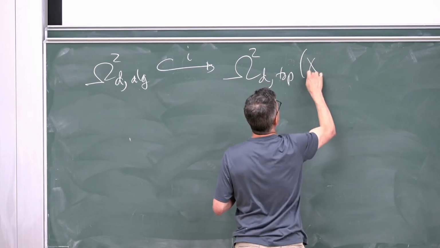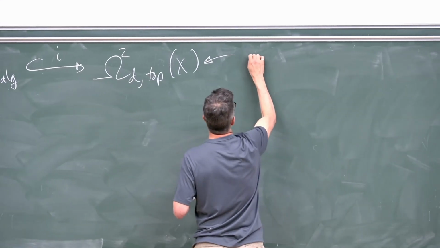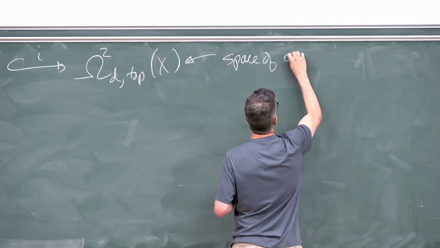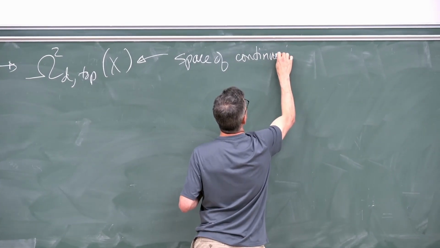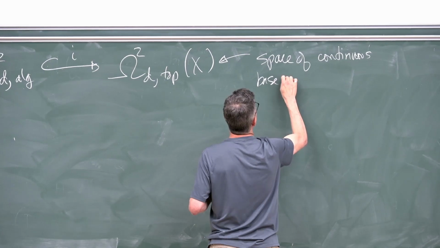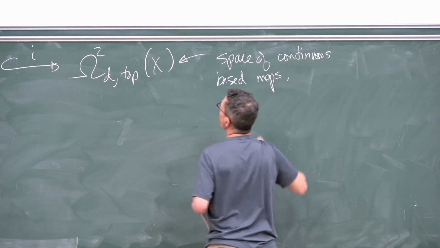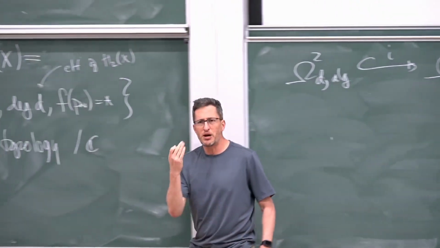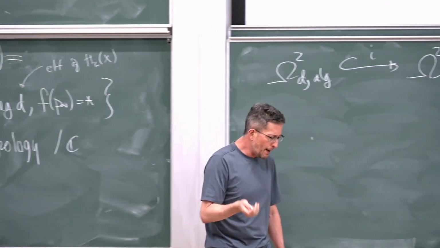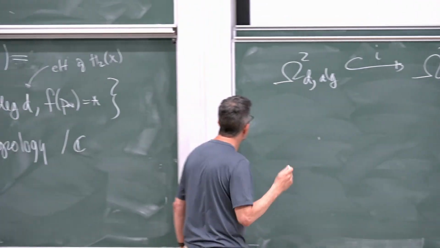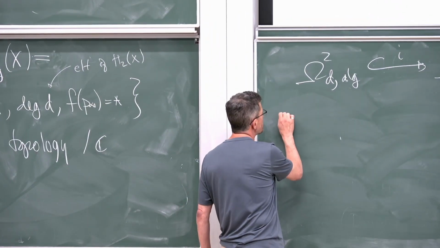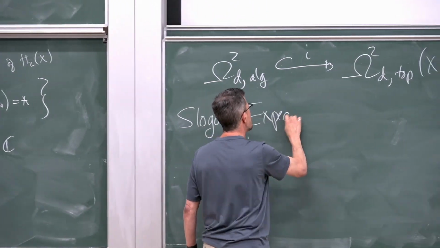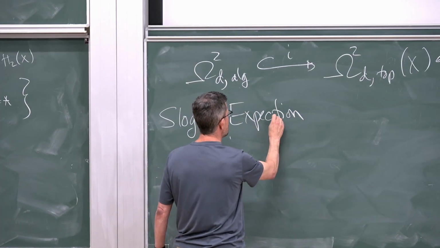So I'll put that as Ω²_top X, this topological space of based continuous maps from the two-sphere. This is, of course, the thing that the topologists study. And in the spirit that a continuous function can be approximated by a polynomial of high enough degree, we have the following sort of slogan or expectation. I don't really know what to call it exactly.